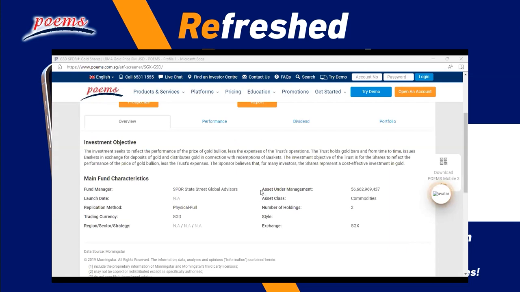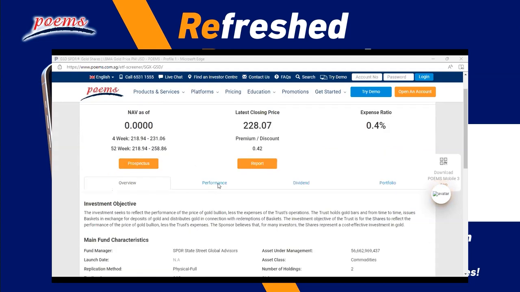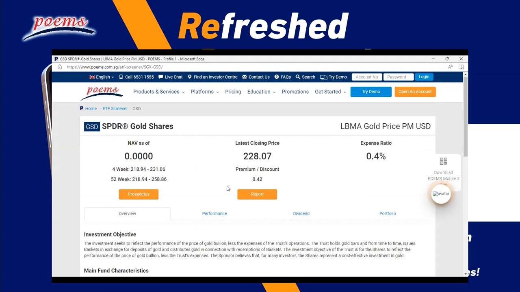So you can check on the asset, the fund manager management, what the asset is and what their style is, as well as what trading currency they are using. Replication mode is whether they are using a certain replication using derivatives, or tracking the index itself. You can also know what exchange the ETF is trading on. Other than that, you can check on the performance as well. If you're interested in the performance of the counter, you just click on the performance tab.